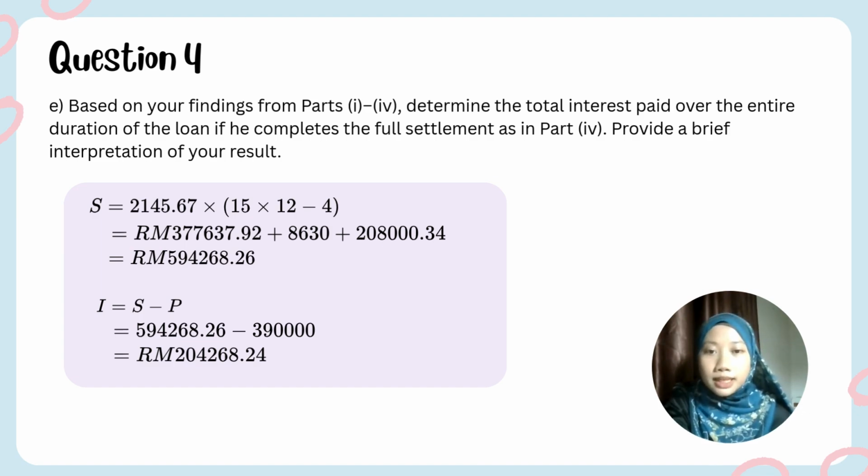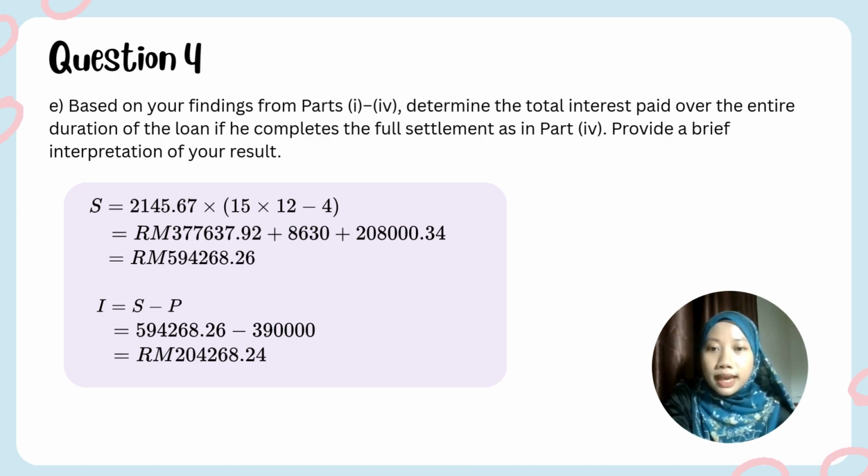Based on your findings from parts 1 to 4, determine the total interest paid over the entire duration of the loan if he completes the full settlement as in part 4. Provide a brief interpretation of your result. For this question, we need to find the total of S first. So we just calculate 2145.67 times, in the bracket we just put 15 times 12 minus 4. So the total of it we can get 377,637.92.